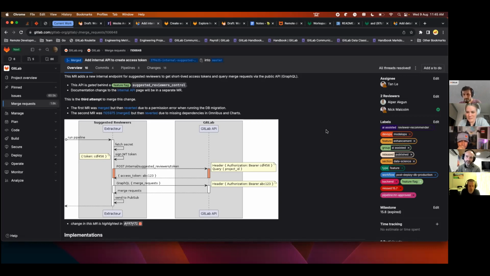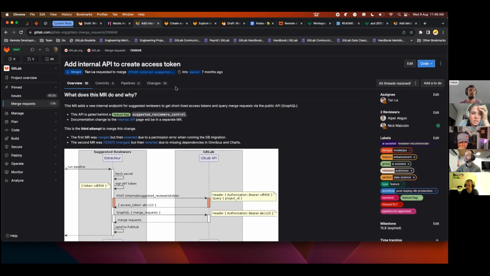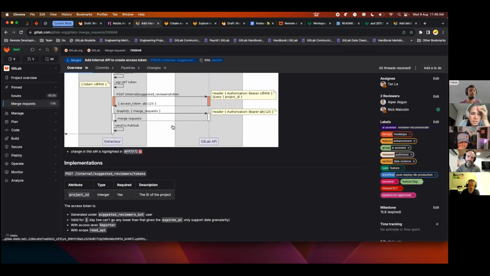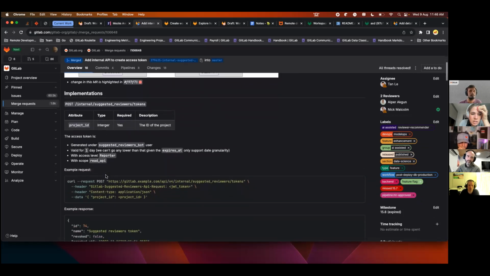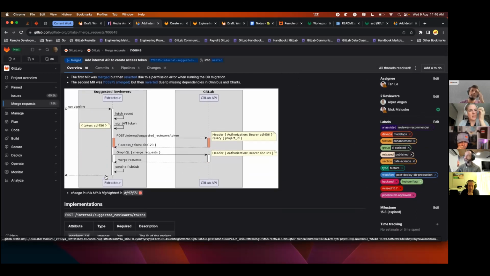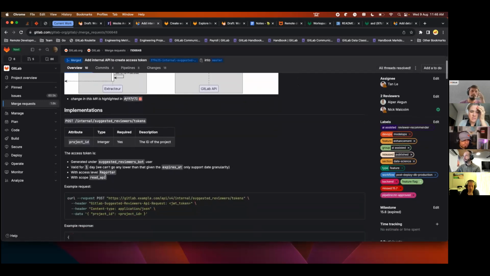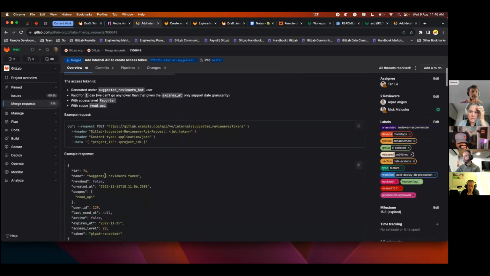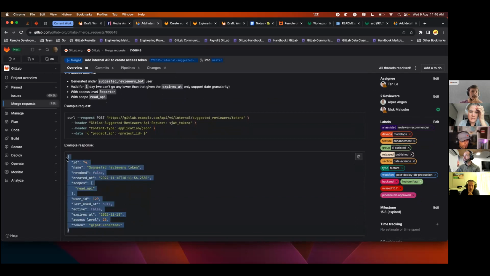Jesse, seeing as you have some background on it, the suggested reviewers there is kind of described as being outside of the Rails monolith. What is it, a completely standalone web app? I'm familiar with the suggested reviewers sidebar functionality on the top right-hand side, but I didn't know that it lived somewhere else. Honestly, neither do I. I think this is the suggested reviewers AI feature, so I think that piece is outside of it.